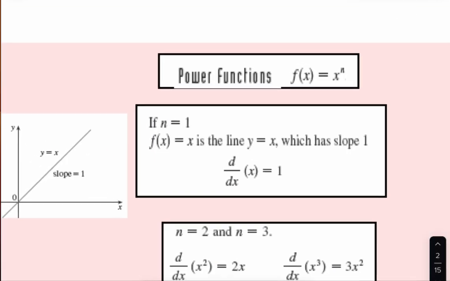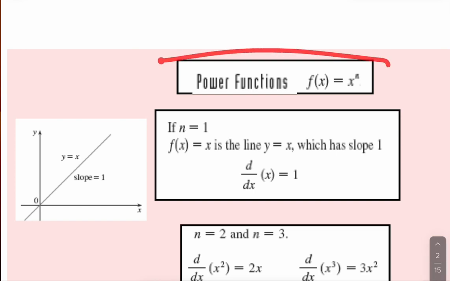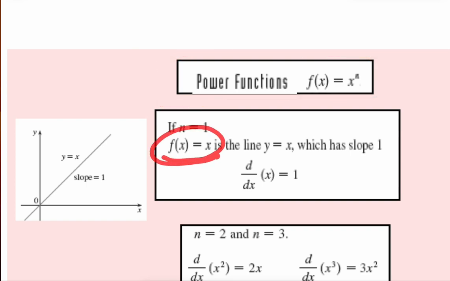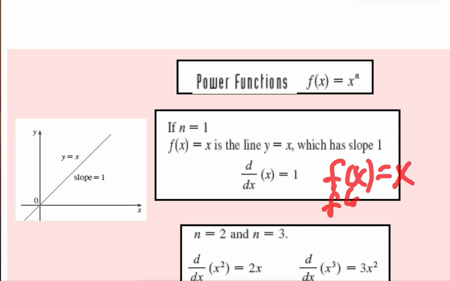Next formula, let's talk about power functions. So a power function is of the form f of x equals x to the n. If you have f of x equals x, the derivative is 1. So f of x equals x, the derivative is 1.